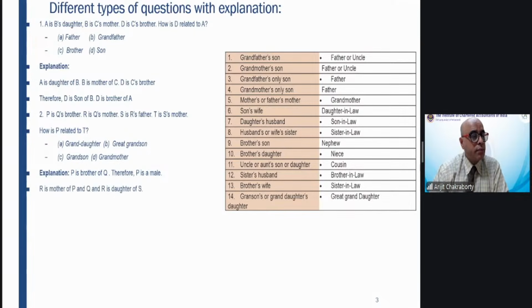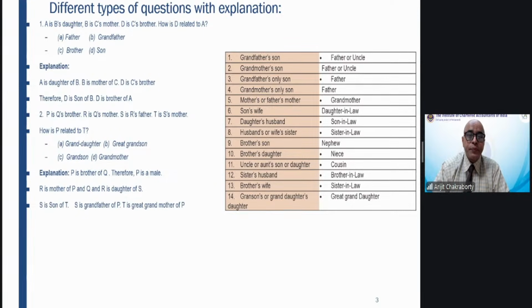Next we have R is the mother of P and Q. So R is female, plus R is the daughter of S. Then we have S is the son of T. So the moment you see the statement S is the son of T, it means S is male, and therefore we can say that S is the grandfather of P. And then P and of course Q. So P and Q are siblings. So S is the grandfather of both P and Q. Finally, above S, we have T.